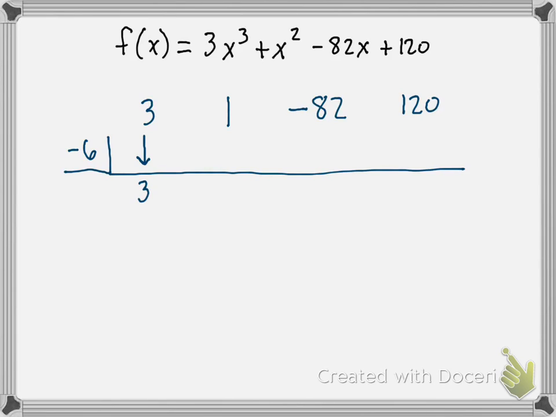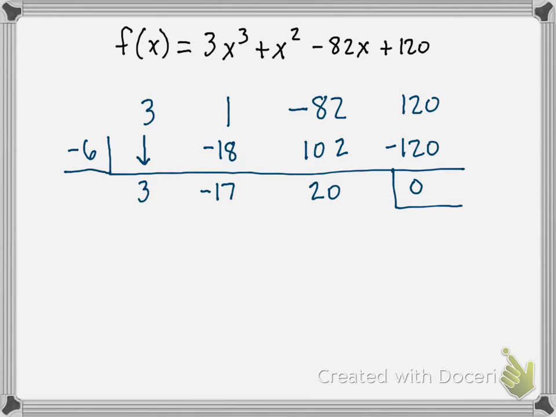So I'm going to do the synthetic division. We'll bring this 3 straight down. Now we're going to multiply. Negative 6 times 3 is negative 18. Now we're going to add: 1 plus negative 18 is negative 17. All right, so now we've got negative 6 times negative 17, which is going to be positive 102. So now negative 82 plus 102 is positive 20. Now negative 6 times positive 20 is negative 120. 120 plus negative 120 is 0, which is our remainder.